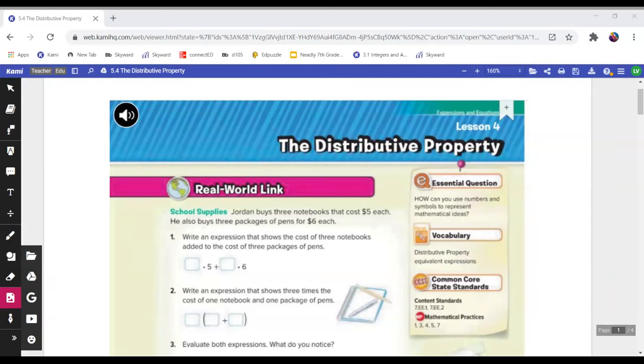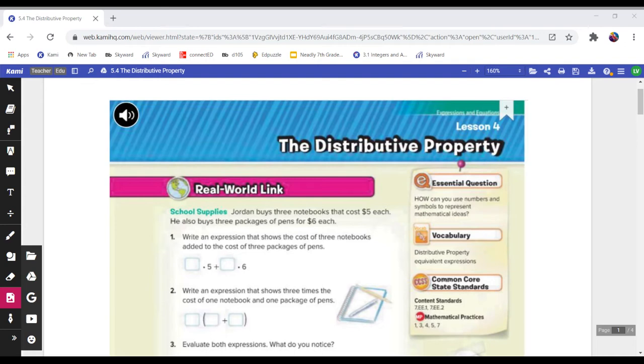Chapter 5, Lesson 4, The Distributive Property. Real World Link, School Supplies. Jordan buys 3 notebooks that cost $5 each. He also buys 3 packages of pens for $6 each. Write an expression that shows the cost of 3 notebooks added to the cost of 3 packages of pens.